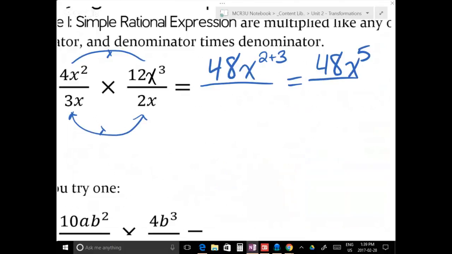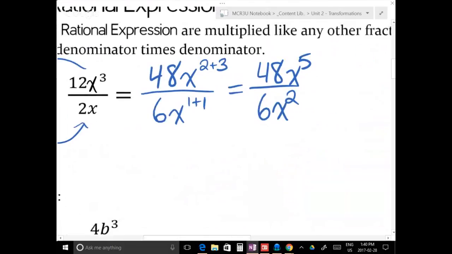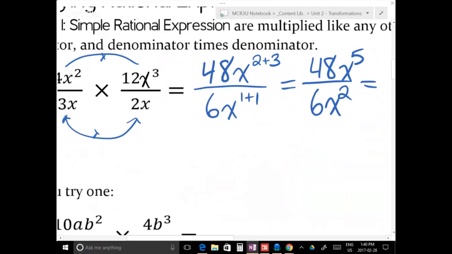What am I going to get on the bottom? Yeah, 6x squared. Very good. 6x. And then if we're going to stick with this format, I guess it's a 1 plus 1, just to add those exponents, right? But yeah, x times x is x squared. x to the 5th power over 6x squared. Does anyone not understand where these numbers came from?